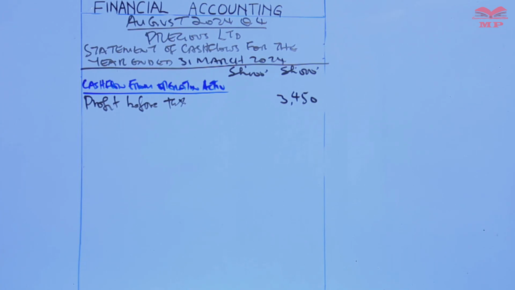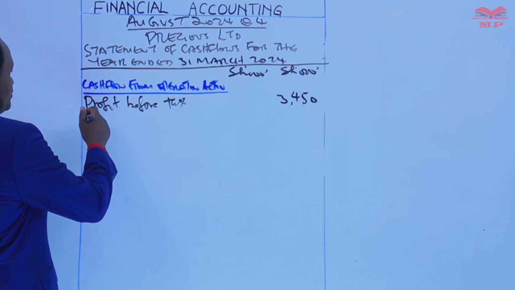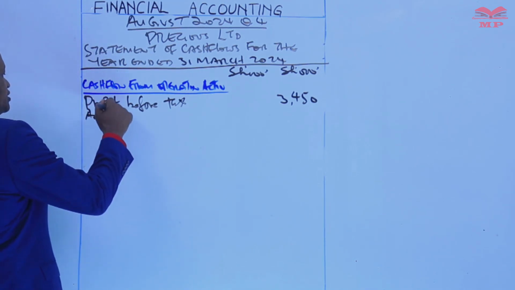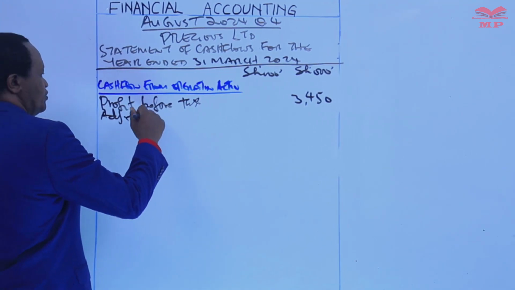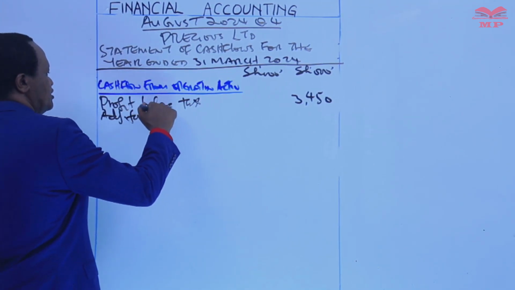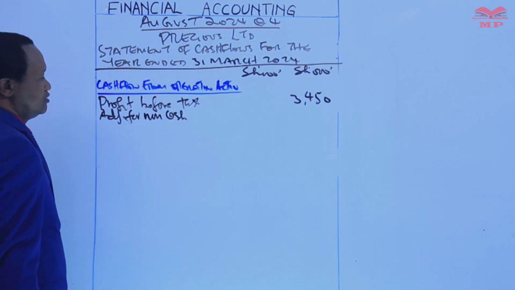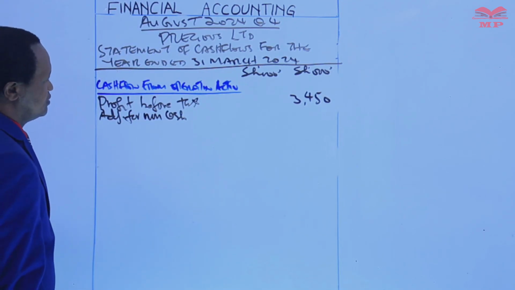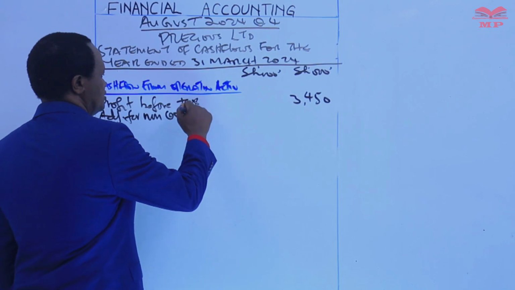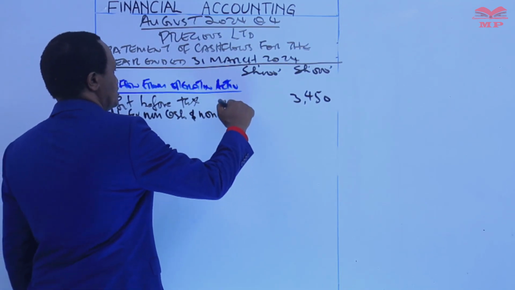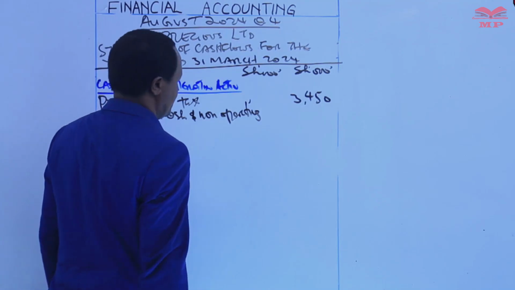Then candidates, that profit before tax has to be adjusted for non-cash and non-operating items. You have to make adjustments for non-cash and non-operating items.